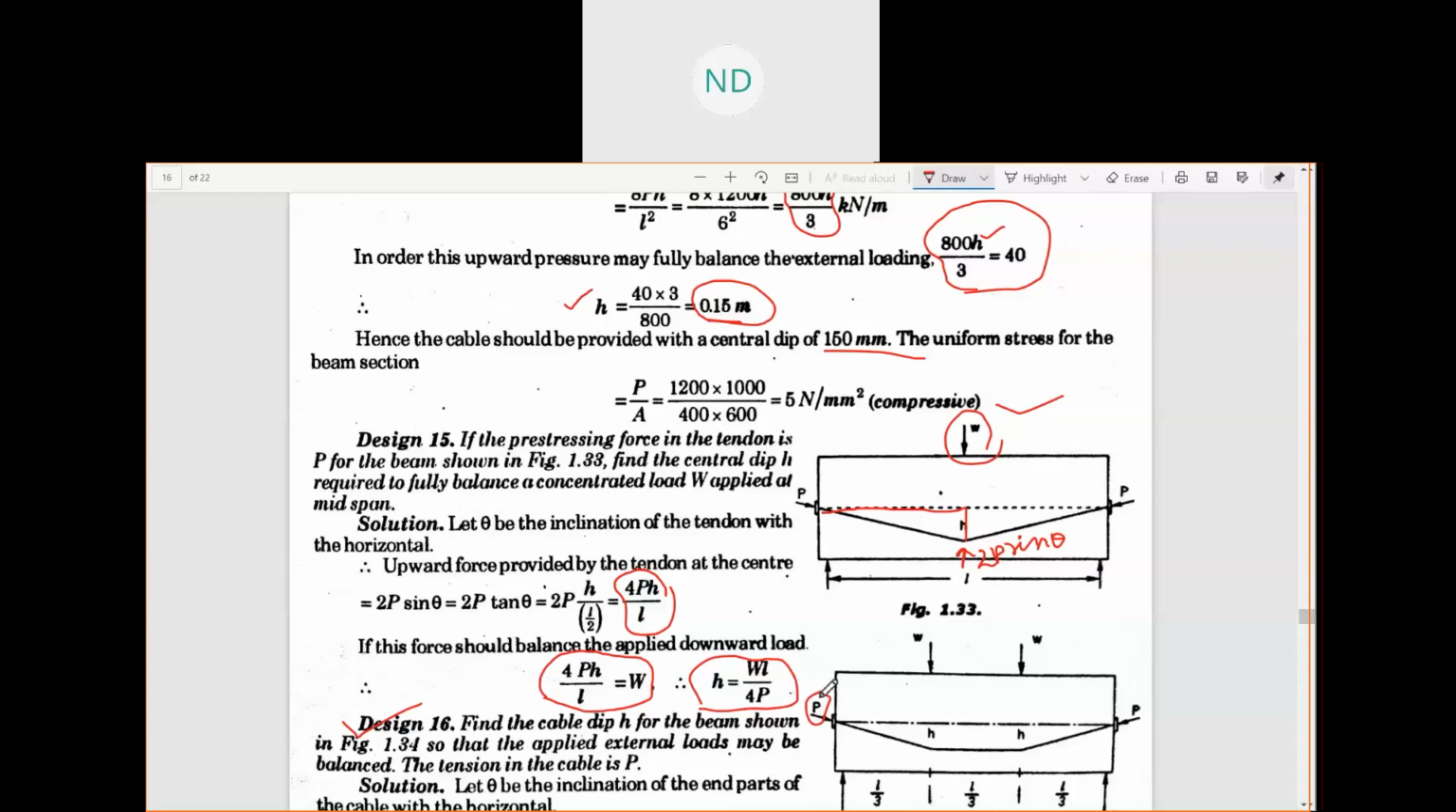So try to solve this and give me the answer: what is the dip of the cable, the H value? Everyone, try. I have already discussed these two similar questions with you, and now try to solve this question with the same method. Till then I am going to take your attendance. Till you solve the question, I'll be taking your attendance. Tell me the answer. What is your dip?